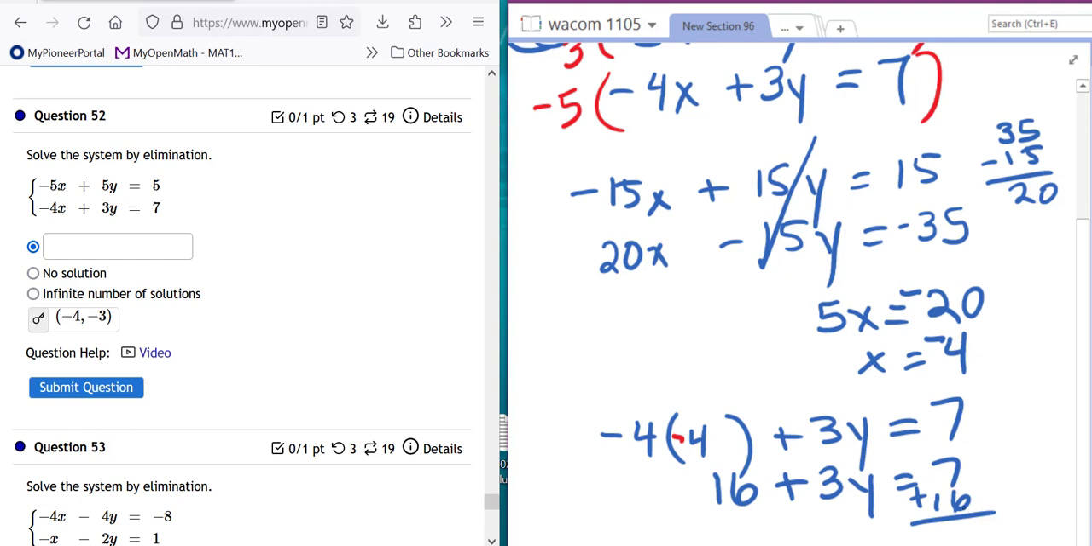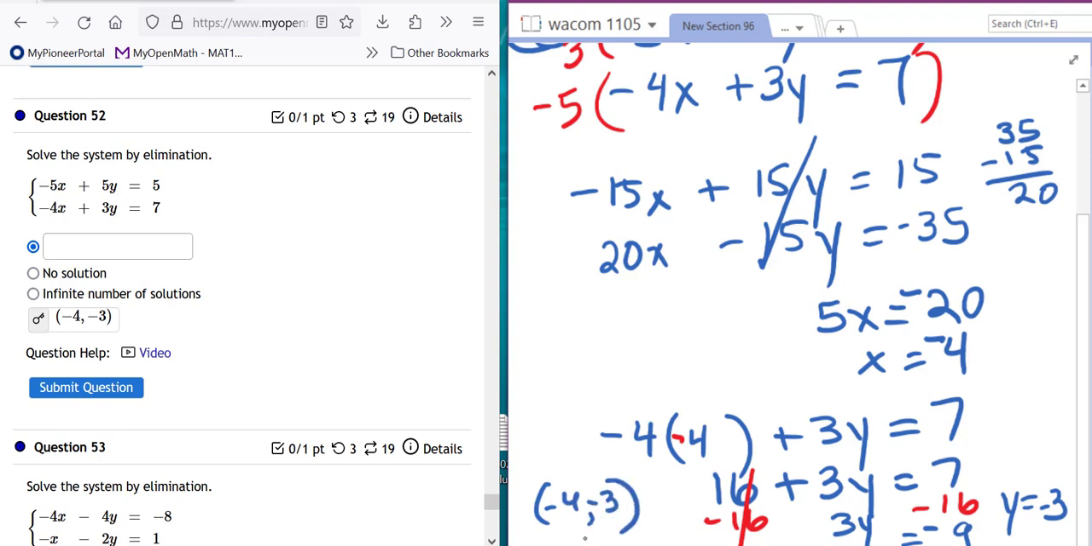No, I should not add 16. I should subtract 16. It is positive. Wow. See what happens when you try to hurry. Can't even solve a linear equation. 3y, 16 minus 7 is 9, and divide by 3. So y equals negative 3. So negative 4, negative 3. Sorry about that. 2 sign errors there. Okay, we better end on that.